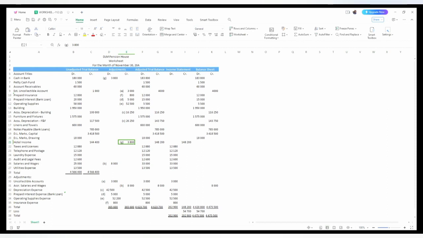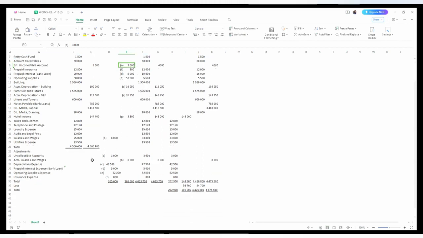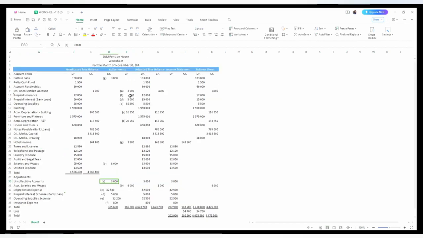So we had an estimated uncollectible account in credit, which is 3,000. When we plotted it here in the adjustments, it becomes an uncollectible account, and we have it here in debit, which is 3,000 pesos. Let's proceed with the letter B. Unpaid salaries and wages, 8,000. So we had salaries and wages, number 26.